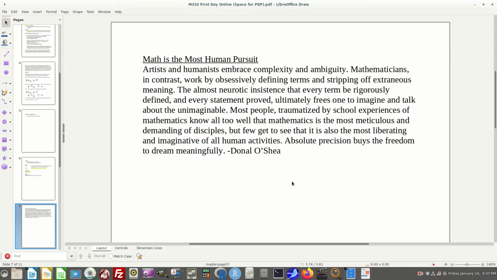The almost neurotic insistence that every term be rigorously defined and every statement proved ultimately frees one to imagine and talk about the unimaginable. Most people traumatized by school experiences of mathematics know all too well that mathematics is the most meticulous and demanding of disciplines, but few get to see that it is also the most liberating and imaginative of all human activities. Absolute precision buys the freedom to dream meaningfully, which has to be one of the best quotes about mathematics there is.